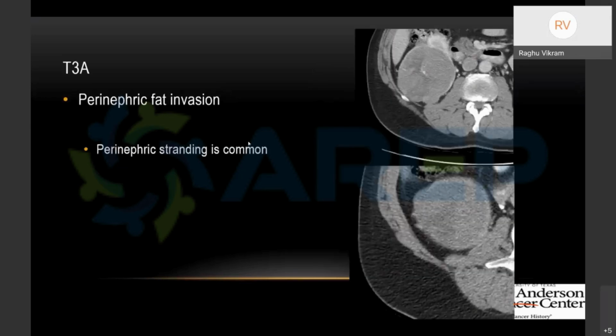Now, this is what we were talking about. Perinephric stranding is common. Perinephric stranding is not equivalent to involvement of renal perinephric fat. You need to understand that perinephric fat has a lot of spaces, and it can be affected by edema and third space fluid and stuff like that. So rather than stranding, if you see nodularity like this, it is more likely that the perinephric fat is invaded. Just the stranding is not very informative.